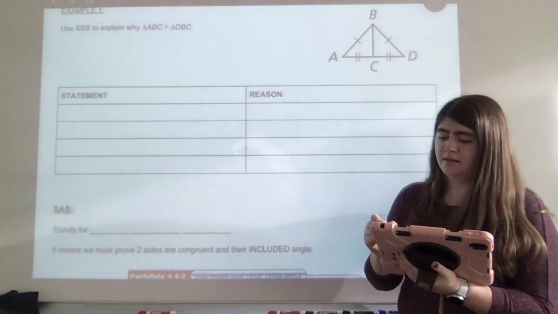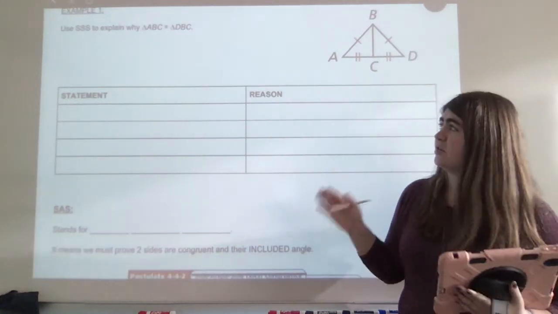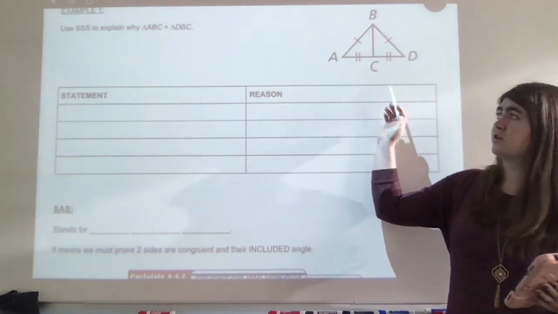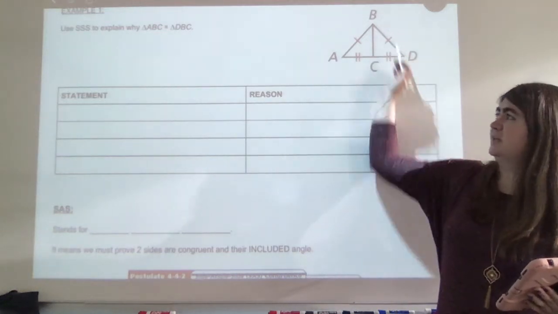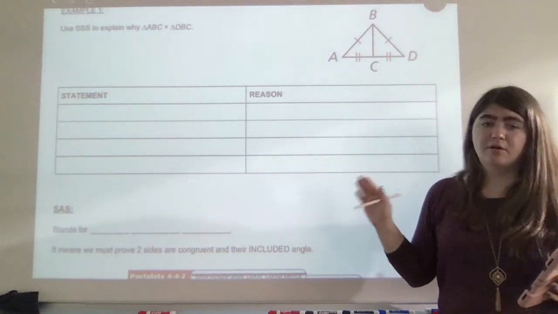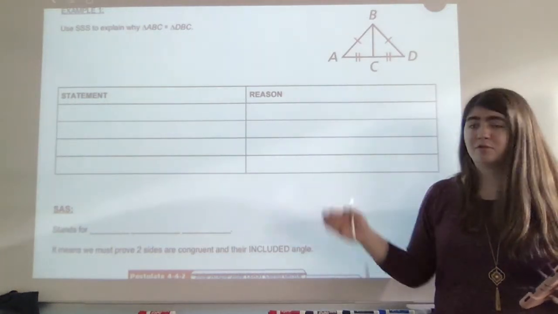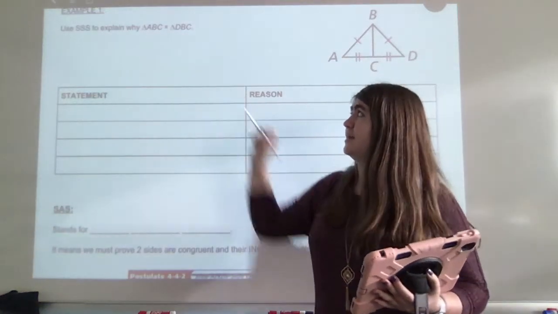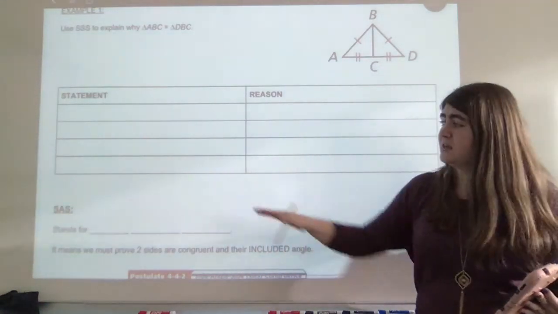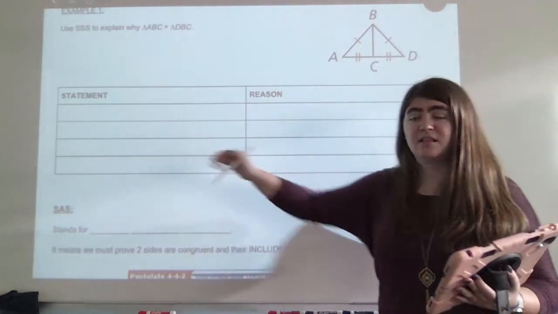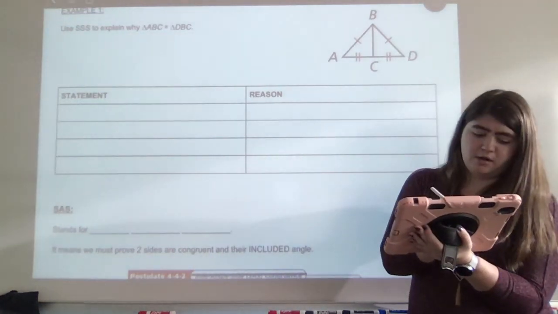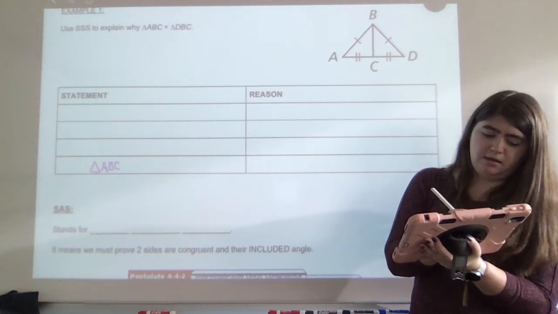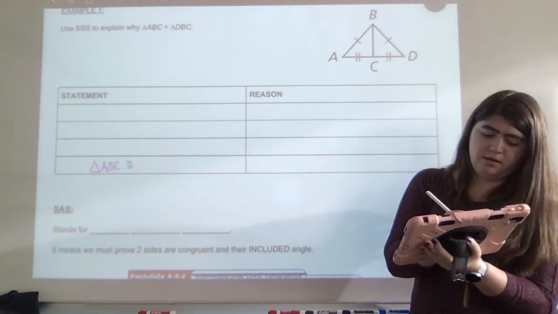Alright, in this example, this is example 1, it says use side, side, side to explain why triangle ABC is congruent to triangle DBC. Alright, and notice this is a lot shorter. There's only 4 lines here. And I know that I'm trying to prove that triangle ABC is congruent to triangle DBC, so I know that this is what my last line should be. So I have triangle ABC is congruent to triangle DBC.